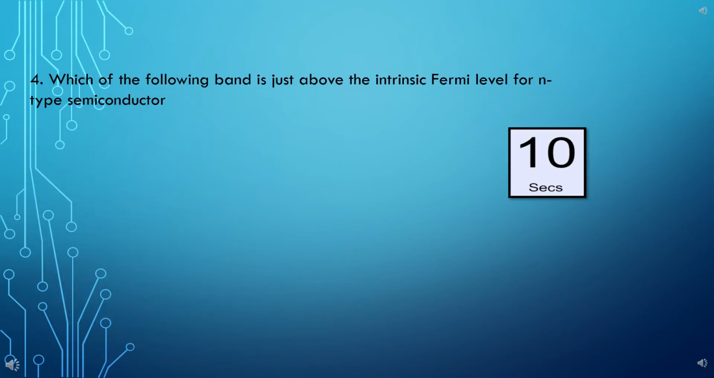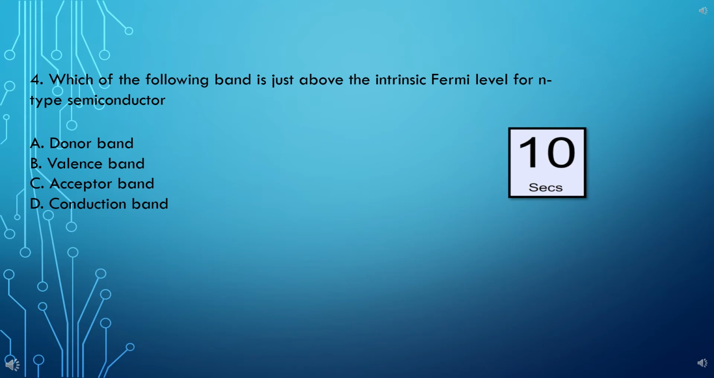Which of the following bands is just above the intrinsic Fermi level for an N-type semiconductor? Option A. Donor band. B. Valence band. C. Acceptor band. D. Conduction band. Answer: donor band.